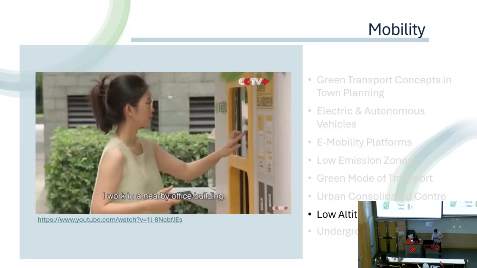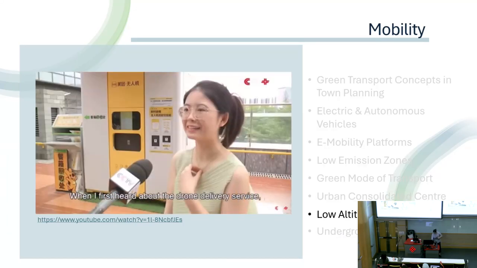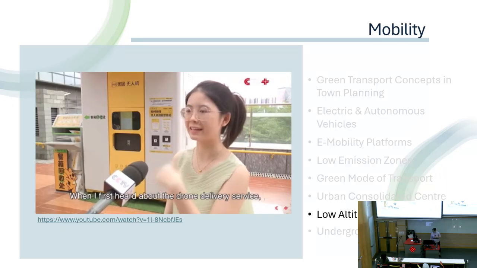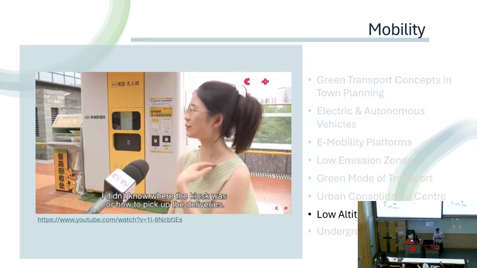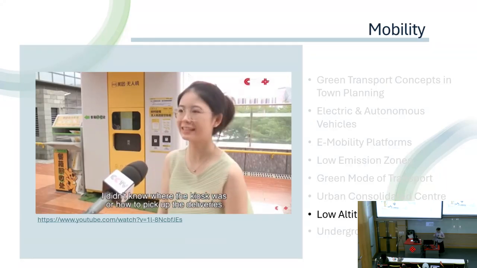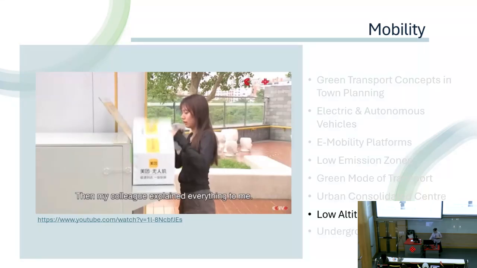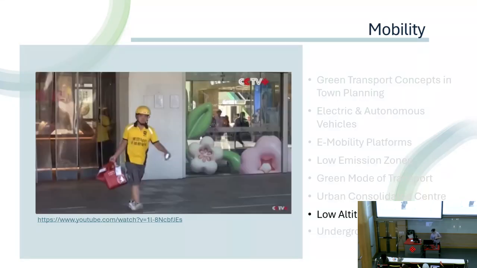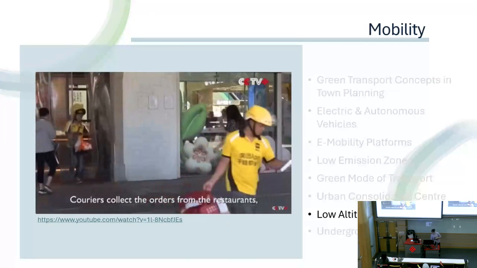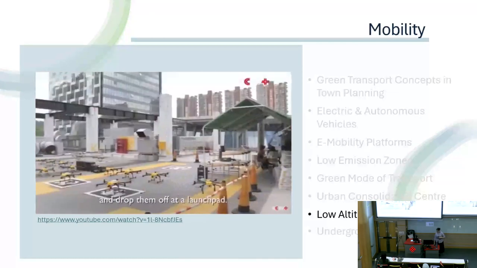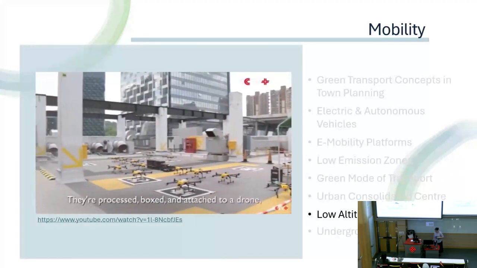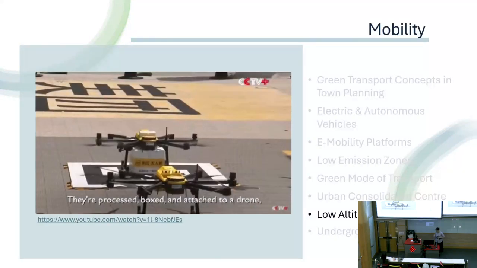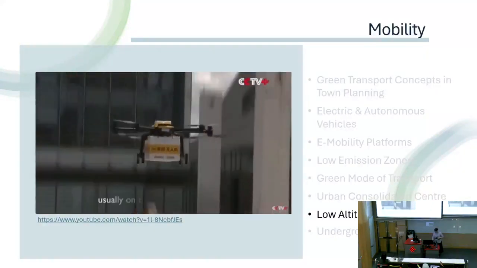I work in a nearby office building. When I first heard about the drone delivery service, I didn't know where the kiosks were and how to pick up the deliveries. Then my colleagues explained everything to me. It's really convenient. Couriers collect the orders from the restaurants and drop them off at a launch pad. They're processed, boxed, and attached to a drone that delivers it to a kiosk, usually on the top of an office building.